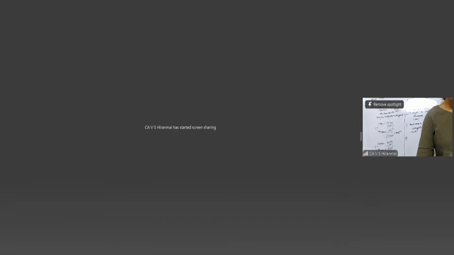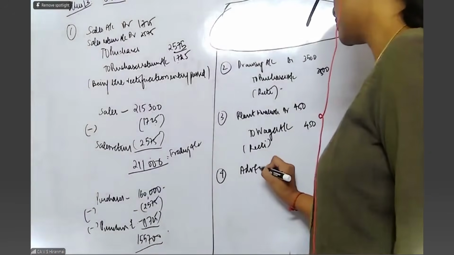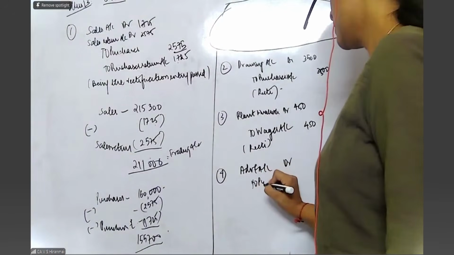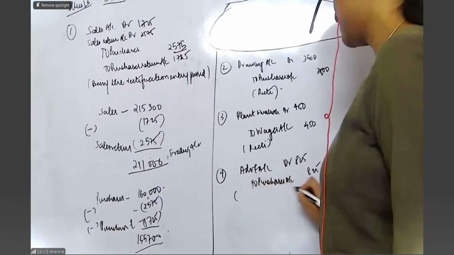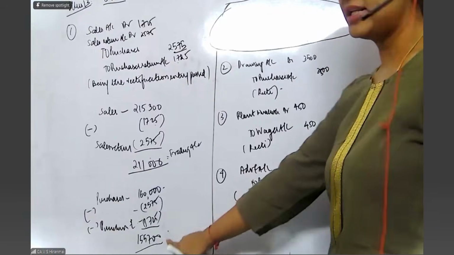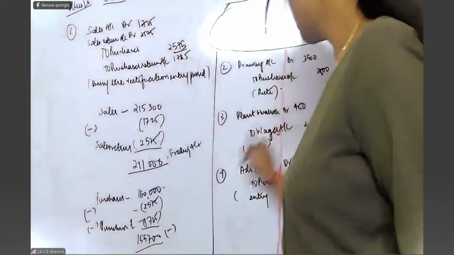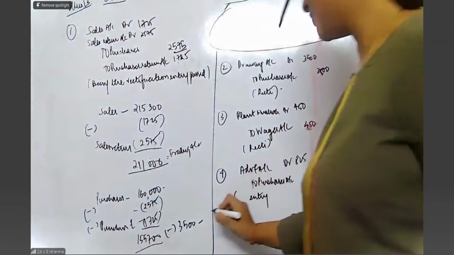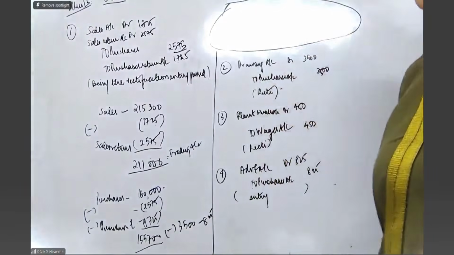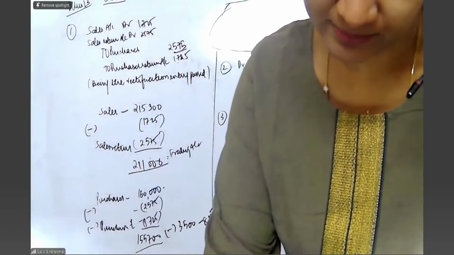Now the next entry is the fourth entry, free samples distributed to the public costing 825. When you distribute free samples, I have already told you, advertisement account debit to purchases account. 825, 825. This is the entry now recorded. So my dear students, with this purchases, you have to subtract two more things. One is 3,500 rupees. The next one is this 825 rupees, correct?